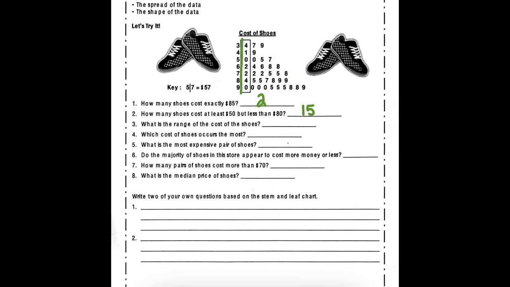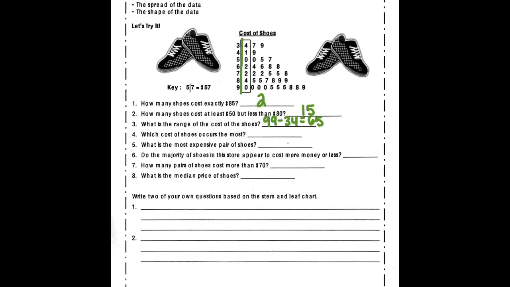All right, so let me erase this up here. What is the range of the cost of shoes? Remember range, we take our bigger number and then we subtract our smaller number. Our biggest number is right here. It's $99. And we're going to subtract our smallest, which is right here. It's, oop, kind of covered it, but it's $34. So when I subtract those, I get 65 as my range. All right, let me erase these.